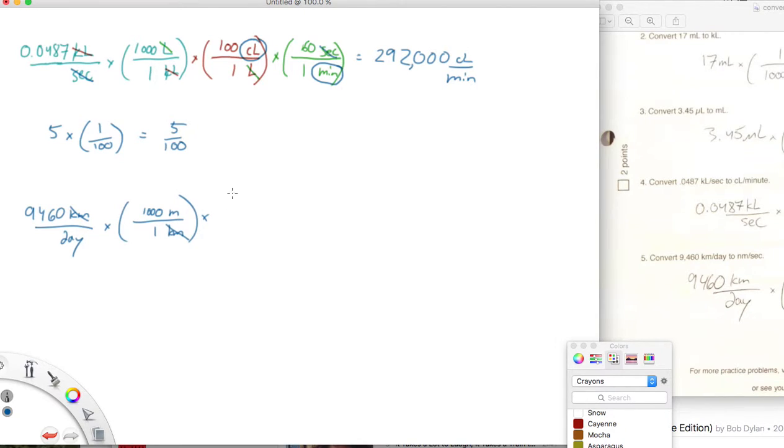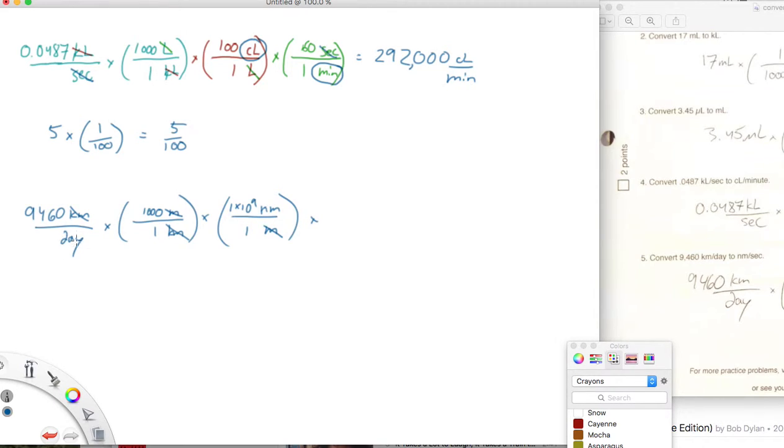That's fantastic. Now I'm going to change my meters into nanometers, so I'm going to put meters on the bottom, and I'm going to put nanometers on the top. And I just know that there are 1 times 10 to the 9th nanometers for every 1 meter. I looked that up. Now I cross off my units there, and I'm left with nanometers on the top. That's great, that's the unit that I wanted.